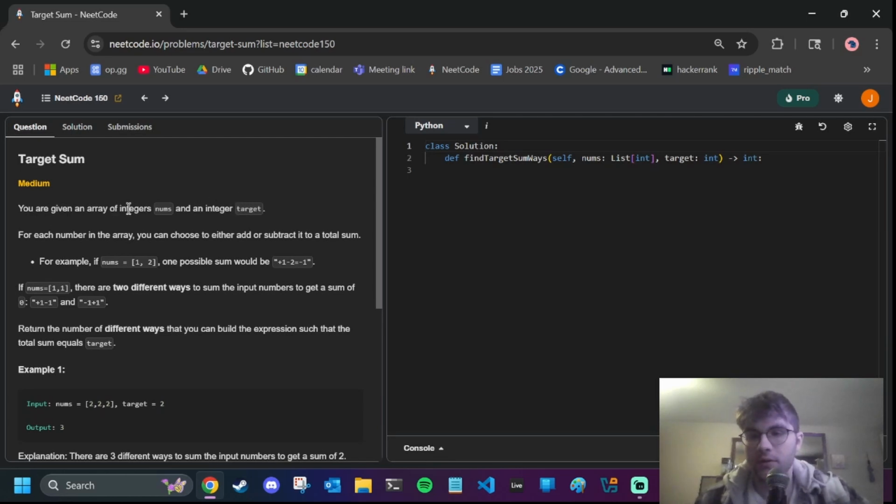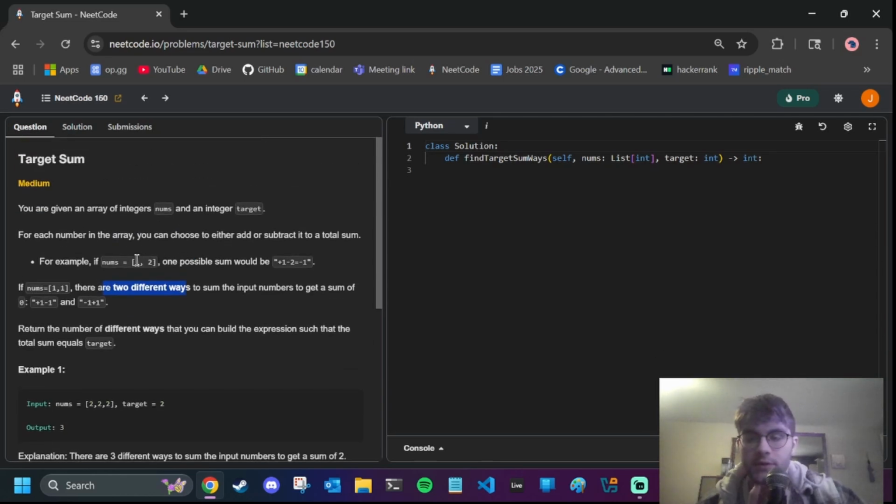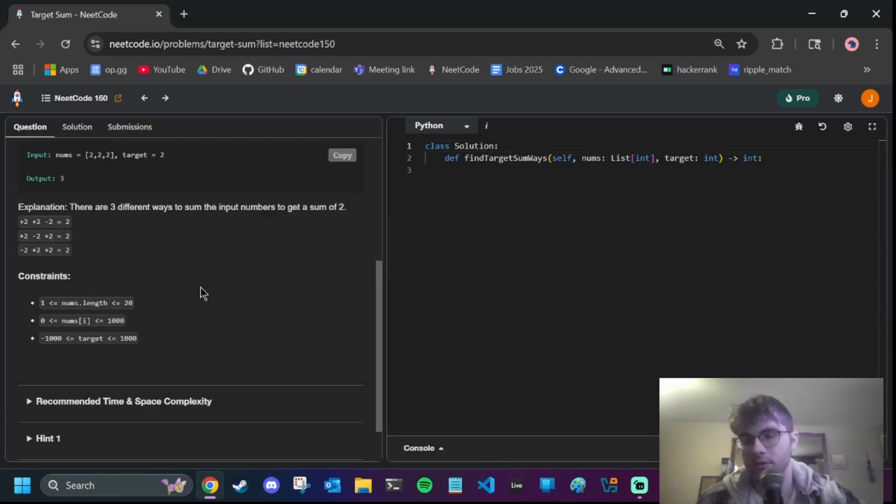You are given an array of integers and an integer target. For each number in the array, you can choose to either add or subtract it to a total sum. There are two different ways to sum. So for instance, 1, 2, we could do +1 and -2. In this example, there are two ways to get 0, and then we want to return the number of different ways.